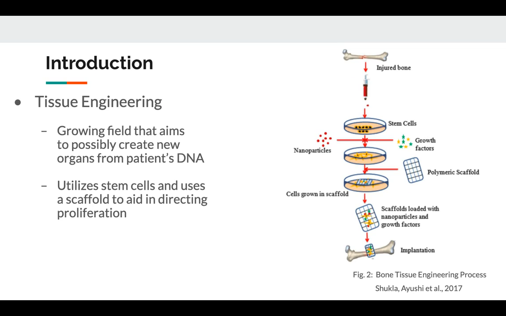If you look on the right, there's a diagram with an injured bone, and you would take stem cells from this injured bone, and using nanoparticles and growth factors, you would allow these stem cells to grow, and you would use a polymeric scaffold, and those cells will then grow into the scaffold and proliferate throughout the scaffold, and that scaffold with the stem cells would then be implanted in the bone, allowing it to fully heal.